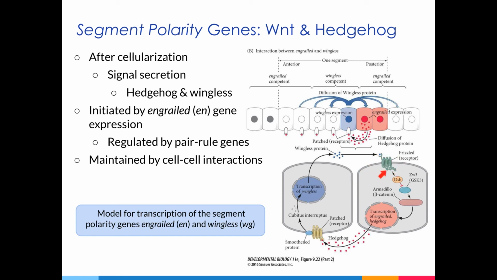The activation of the Wnt pathway in the cell that is secreting hedgehog actually leads to the expression of engrailed and hedgehog, so this helps to maintain the expression of these genes. So this basically acts like a positive feedback loop for maintaining the expression of these segment polarity genes throughout the lifetime of the organism.